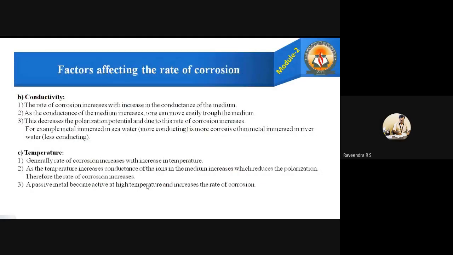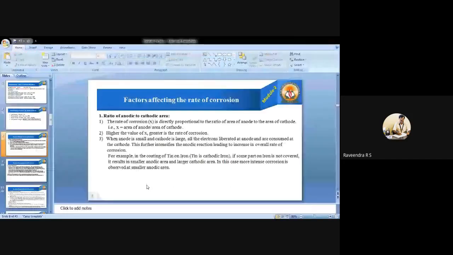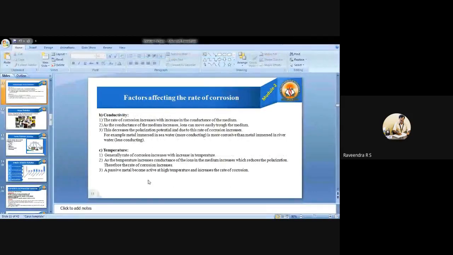So with this, the various factors affecting the rate of corrosion are complete. We'll continue in the next class.